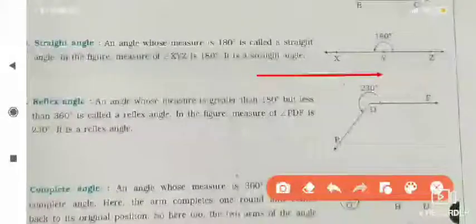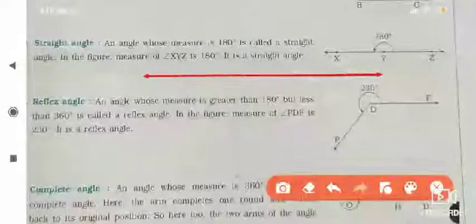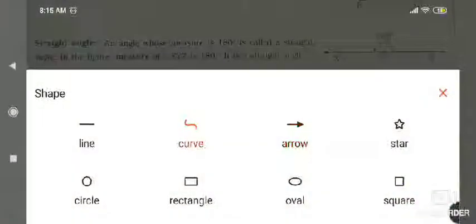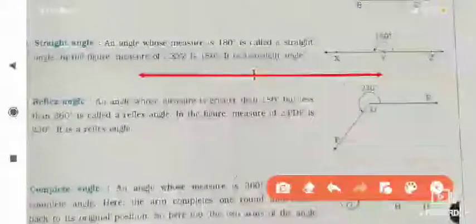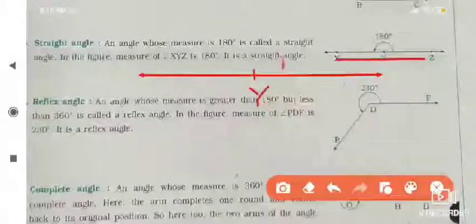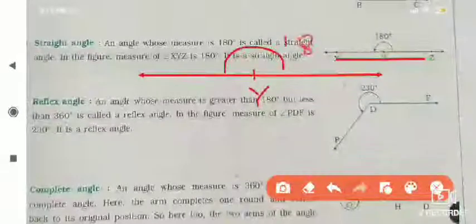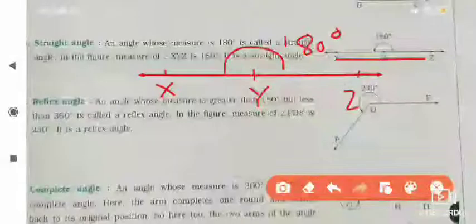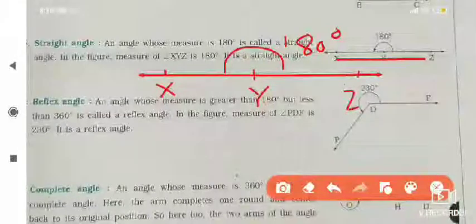So this is the first arm of the angle, and the second arm of the angle is towards this side. If you see here, this is the original point, and its measure is exactly 180 degrees. This angle is called XYZ. It is a straight angle. And then the next angle is the reflex angle. So how to draw the reflex angle and what is its measure, we will see.